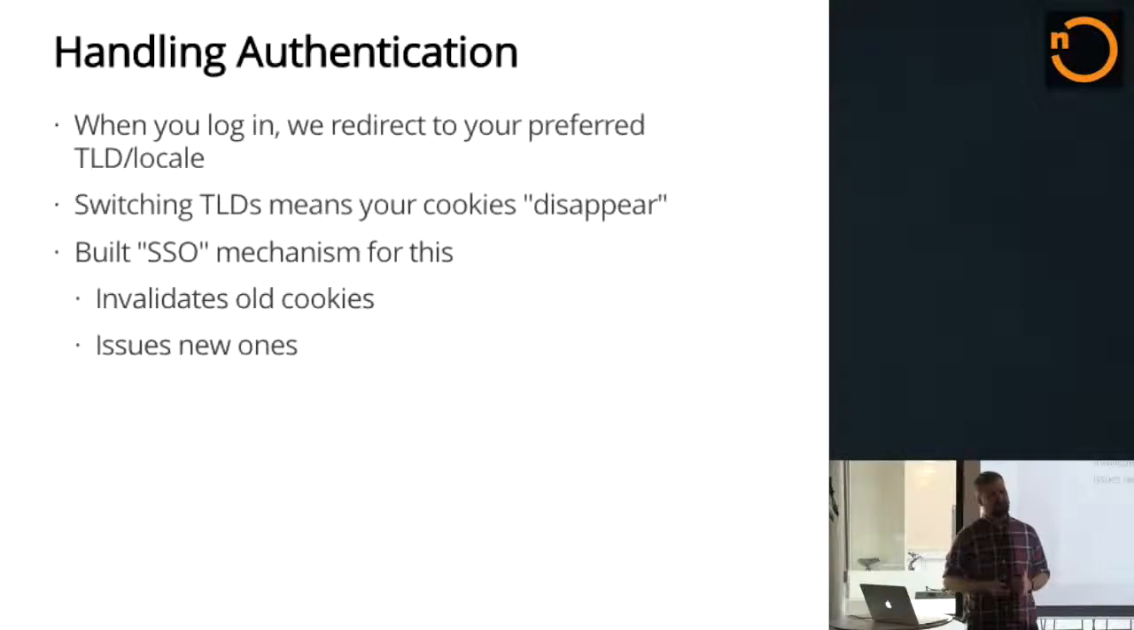Authentication, I mentioned earlier, is an interesting problem with this sort of approach. If you can imagine, we're issuing cookies for Eventbrite.com when we started this project. Those cookies obviously aren't going to get served up to users who are going to Eventbrite.co.uk or Eventbrite.fr. And it's important that when you log into the site, you get redirected to your preferred top-level domain so that you get all the features you come to expect that are localized there.